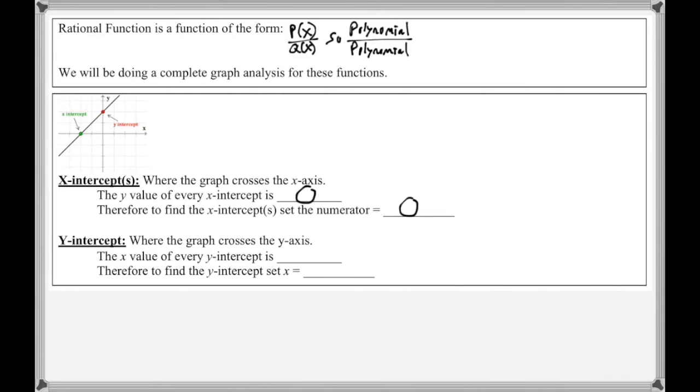Now in a similar way, the y-intercept, this is where it crosses the y-axis, the x value of every y-intercept is 0. Therefore, to find the y-intercept, we want to set x equal to 0.